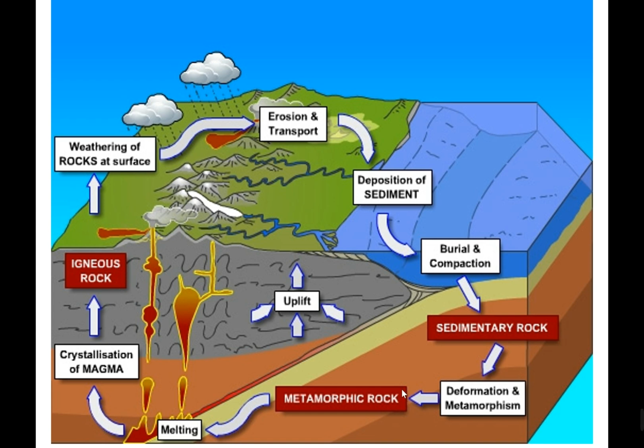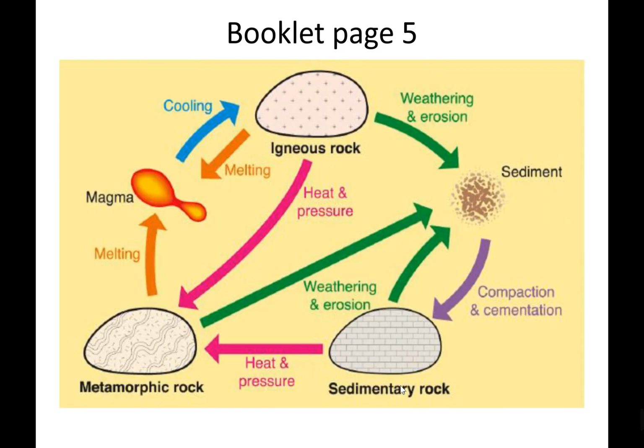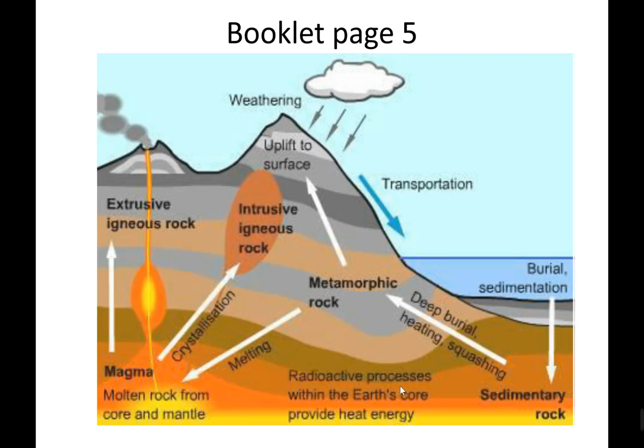Right, let's have a look at this another way. This is the image that's in your booklet. And again, let's go to the igneous rocks. So here we have an intrusive igneous rock, which is granite, an extrusive igneous rock. Rock can be uplifted so that they appear on the surface.